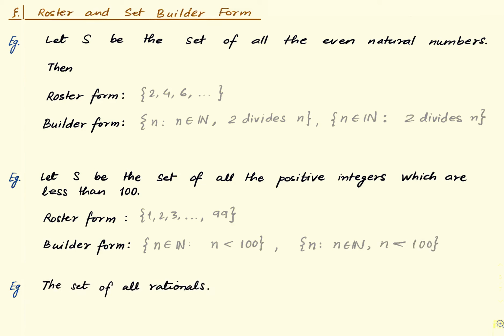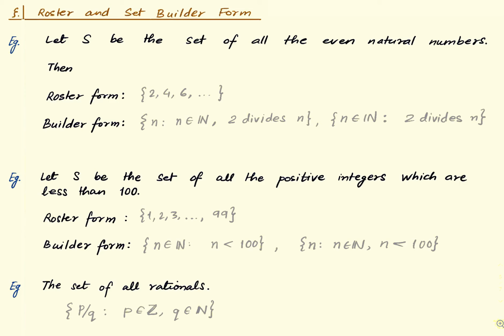All right. The set of all the rationals. So we already saw that this is the symbol for the set of all the rationals. But if somebody wants to express it in a more fundamental way, then you would say all these numbers p by q, where p is some integer, q is some natural number. So this is another way to express the set of all the rationals.